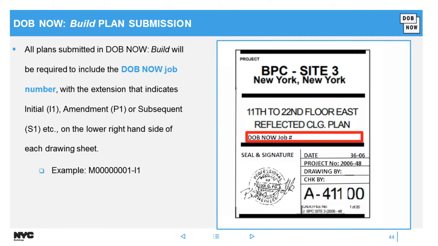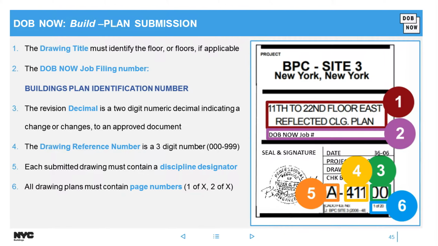We also send out some instructions via service notice for replacing that BIS number. You're going to put your DOB Now job number on the plans, and then there's some other guidelines around that too here as well.